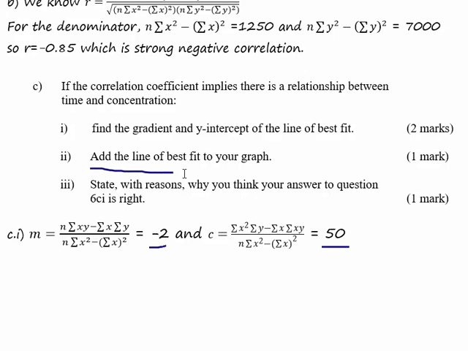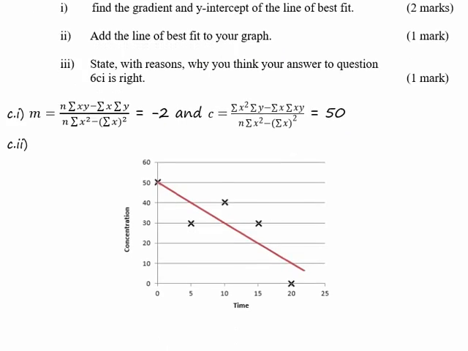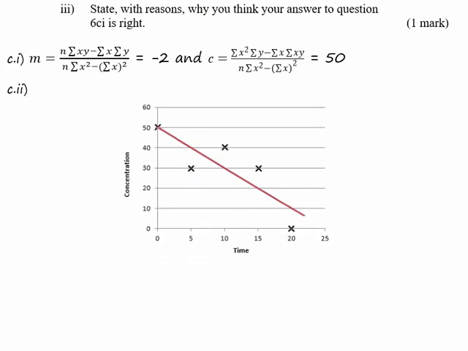Part 2, add the line of best fit to your graph. Gradient of minus 2, y-intercept of 50. So that's good. And then part 3, state with reasons why you think your answer is correct.